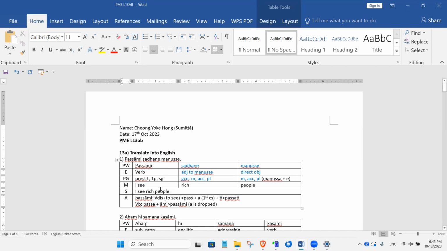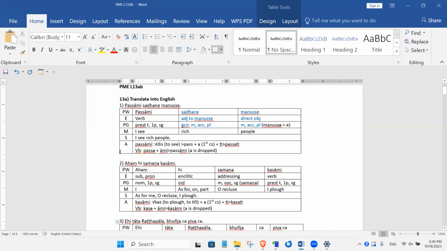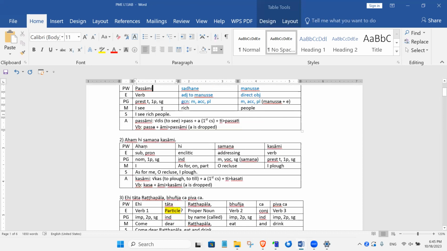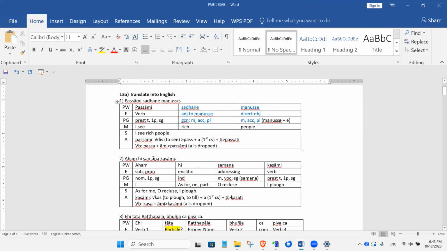All right. So from this lesson onwards, there's a lot from the Tipitaka. For example, this one is also from the Tipitaka. And this one also from the Tipitaka. Since this is on the vocative, you will see a lot of vocative here. This one, samana, is a vocative singular because it is ending with the A.